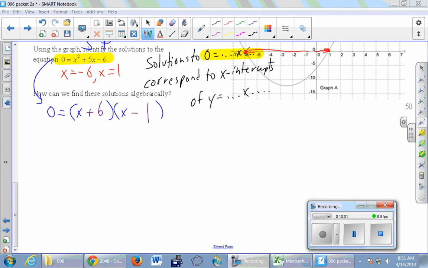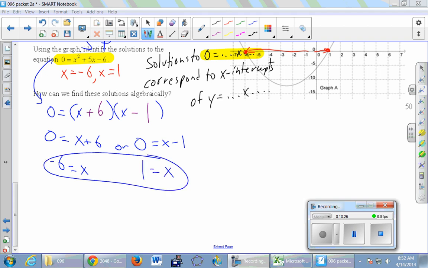And then finishing this, pretty straightforward. 0 equals a product of two things, so either the x plus 6 must have been 0, or the x minus 1 must have been 0, right? Split it up into the two pieces. Subtract 6 from both sides of the first equation: x equals -6. Add 1 to both sides of the other equation: x equals 1. We have our two answers.